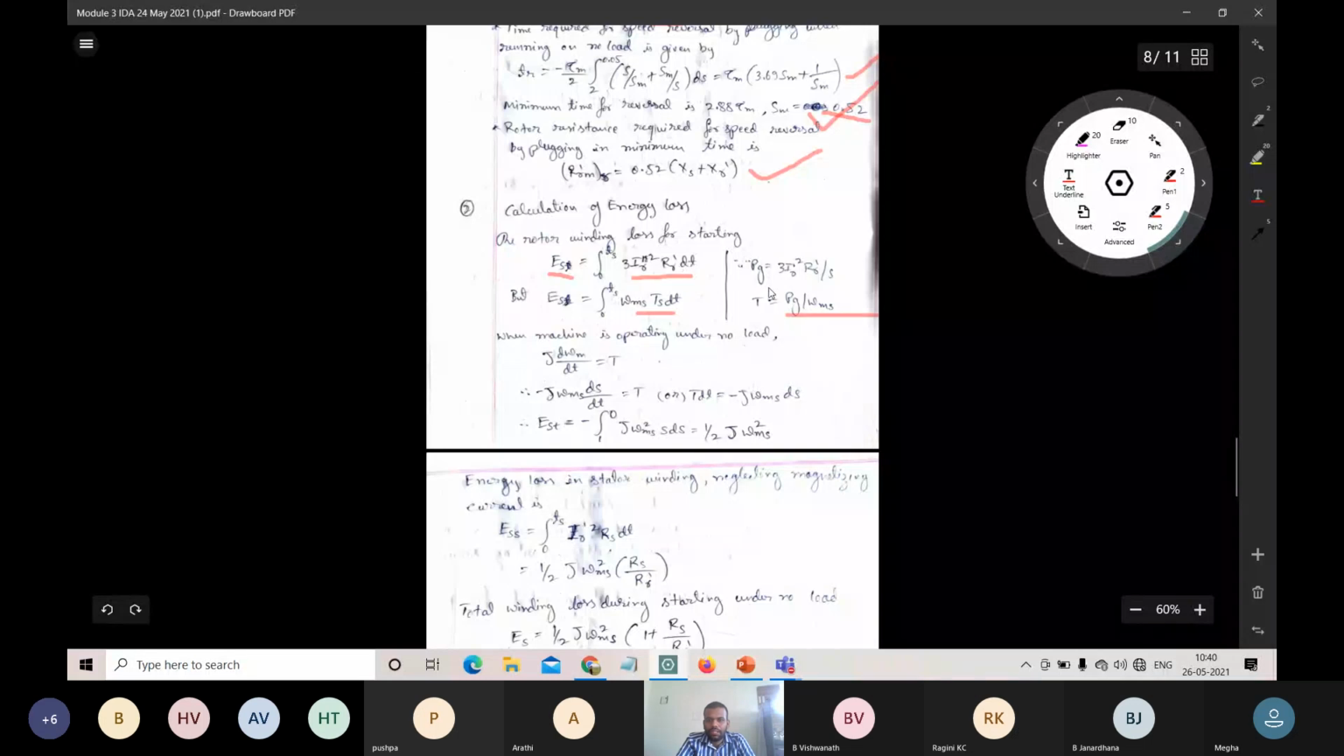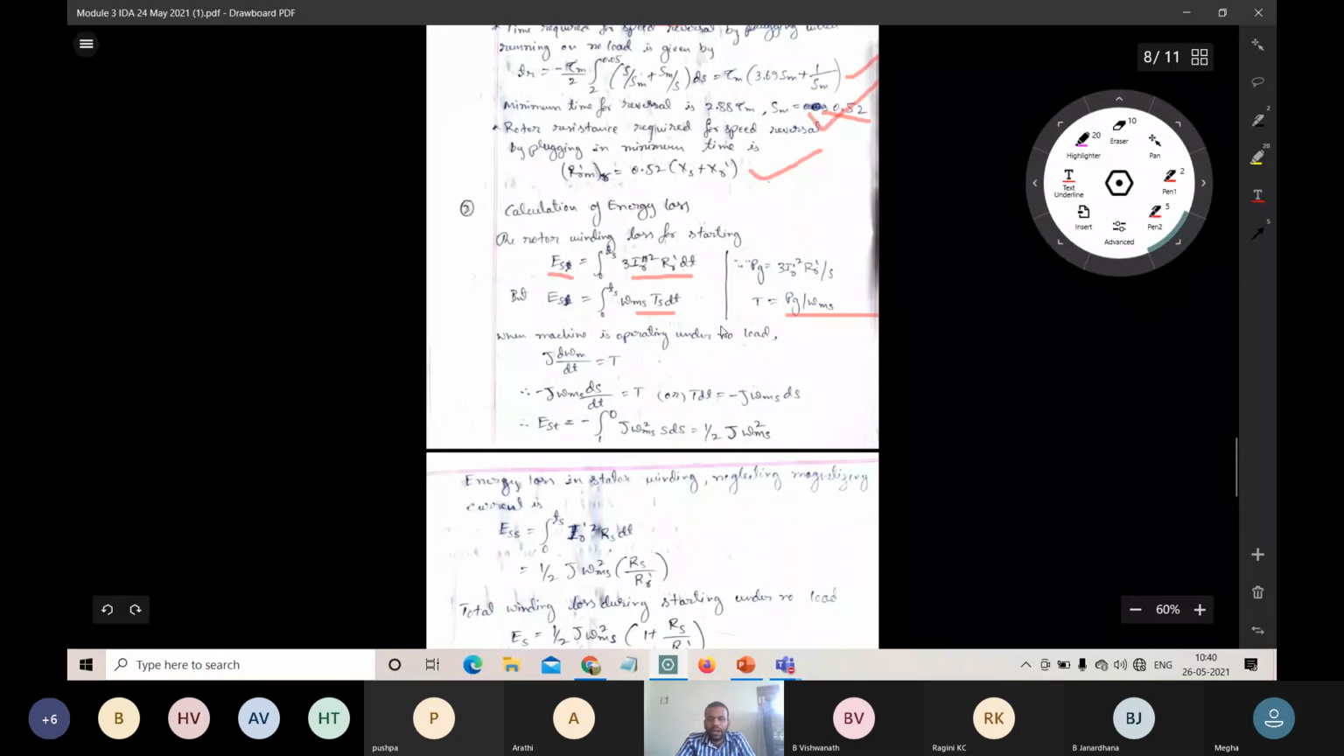You just have to refer to these two equations. The power equation: the power divided by the speed gives the torque. So instead of using the power equation, I am using Ts. When the machine is operating under no load condition, similarly, we have to analyze the systems for no load condition as well as full load condition.